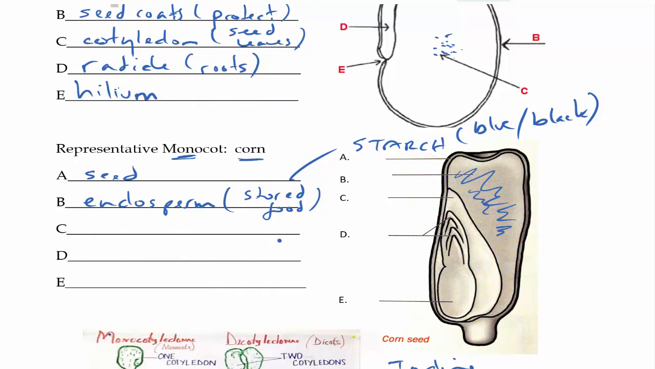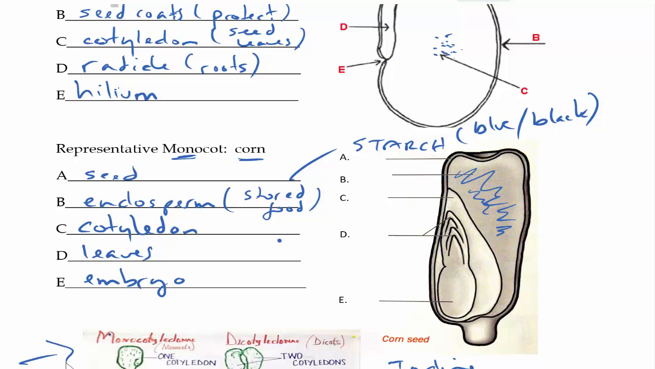So C happens to be, what do you think? The seed leaves again, cotyledon. And D itself would be potentially the leaves. And that's of course important for photosynthesis when the plant begins to make its own food. And then E is the young plant itself, the embryo.